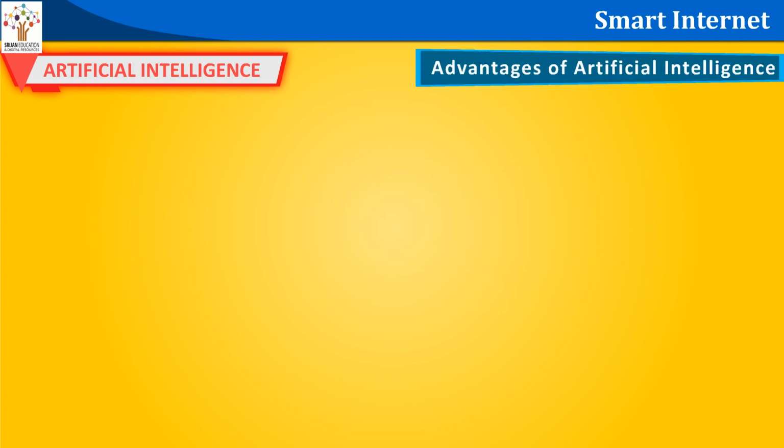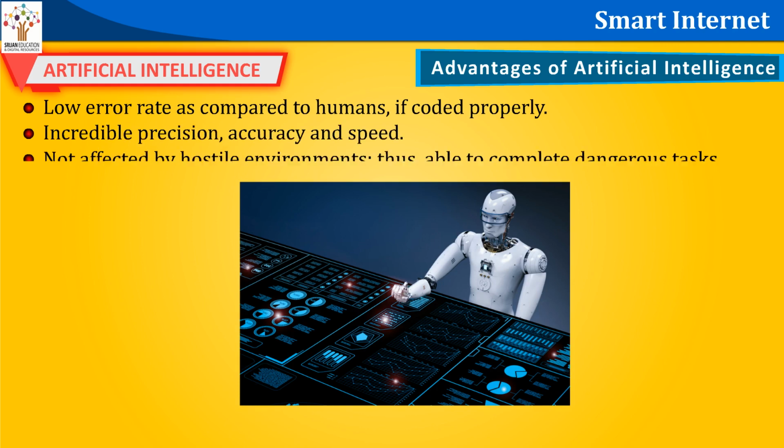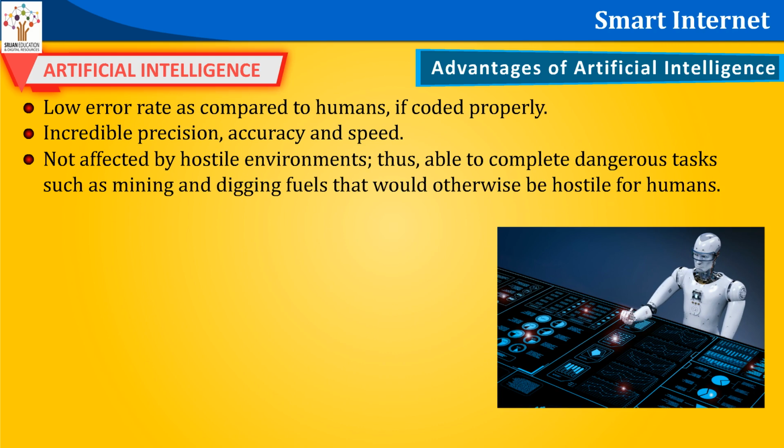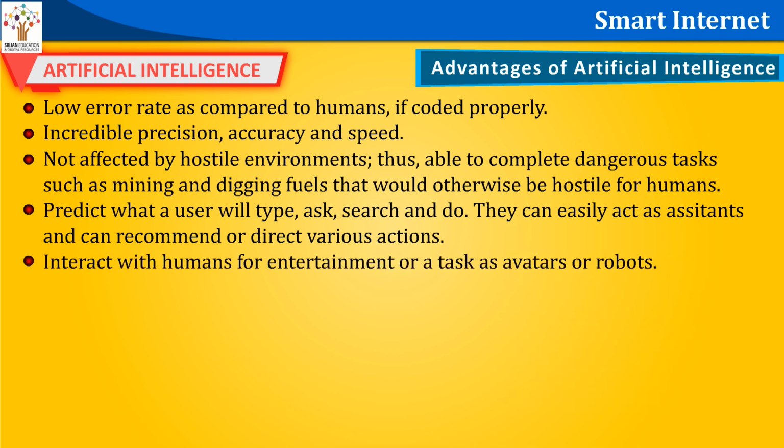Advantages of artificial intelligence. Low error rate as compared to humans if coded properly. Incredible precision, accuracy, and speed. Not affected by hostile environments, thus able to complete dangerous tasks such as mining and digging fuels that would otherwise be hostile for humans. Predict what a user will type, ask, search, and do. They can easily act as assistants and can recommend or direct various actions.